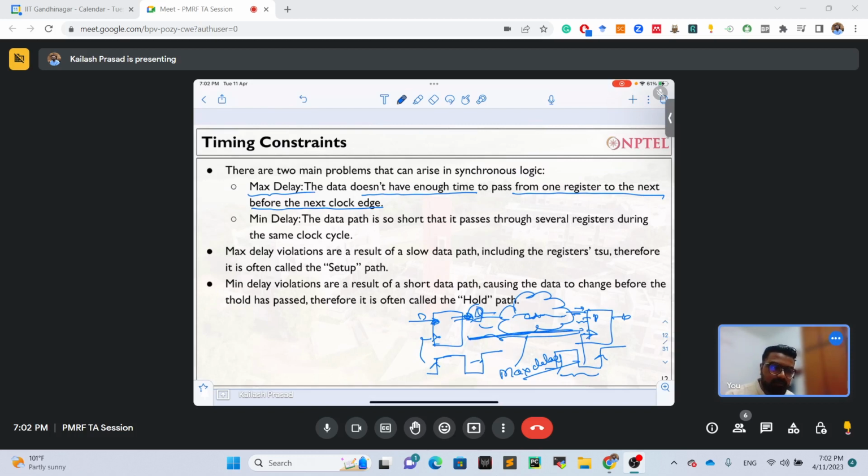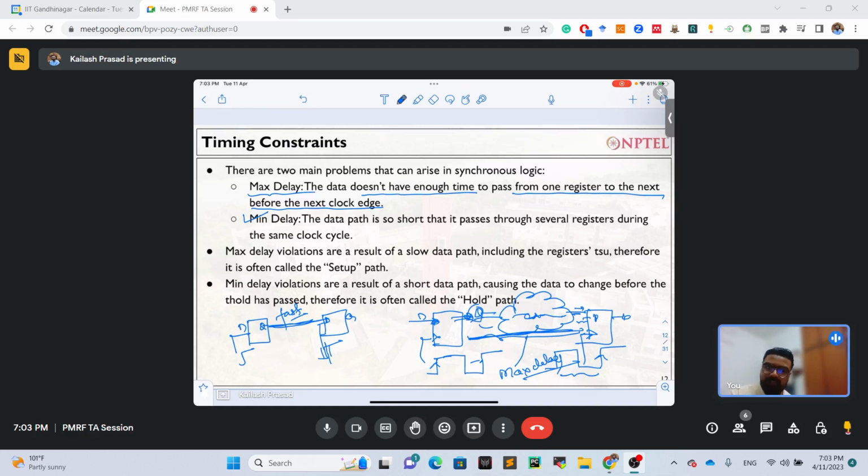Now the second thing is the min delay. It means there is a flop, and you have provided the clock at the same time, and this flop will have some setup and hold time. This is Q, this is D. This path was so fast, very fast, that data has reached inside the hold window itself. If data changes inside the hold window, then there is a problem. So the hold violation can happen.